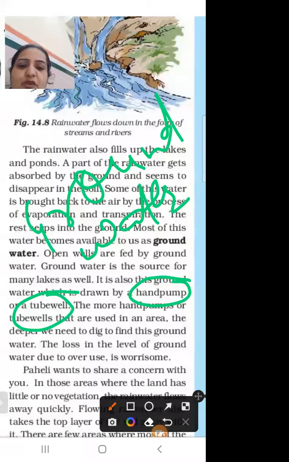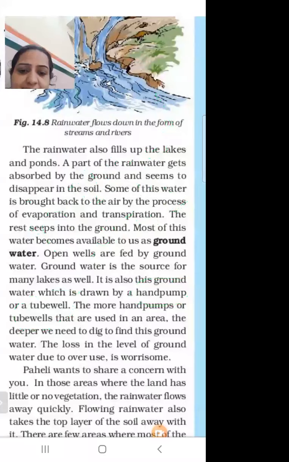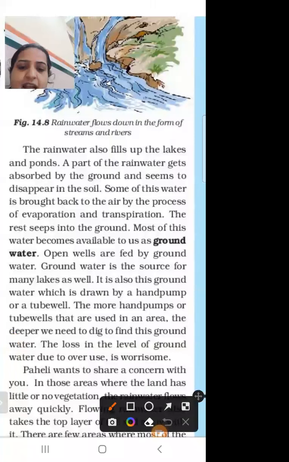The more hand pumps or tubewells are used in an area, the deeper we have to dig to find the groundwater. So if in an area there are more hand pumps and more tubewells, the deeper we have to dig to find the groundwater. जितने ज़्यादा hand pump और tubewell use करेंगे, तो ग्राउंड वाटर का लेवल कम होता जाएगा और हमें ज्यादा नीचे तक जाना पड़ेगा ग्राउंड वाटर को ऑब्टेन करने के लिए.